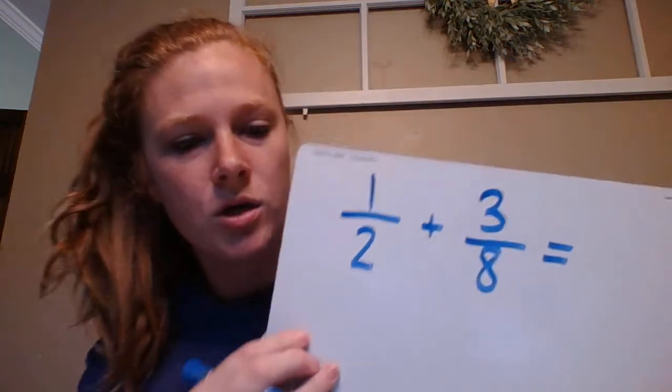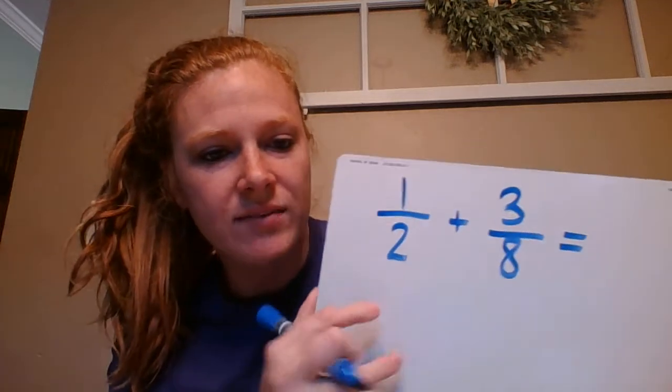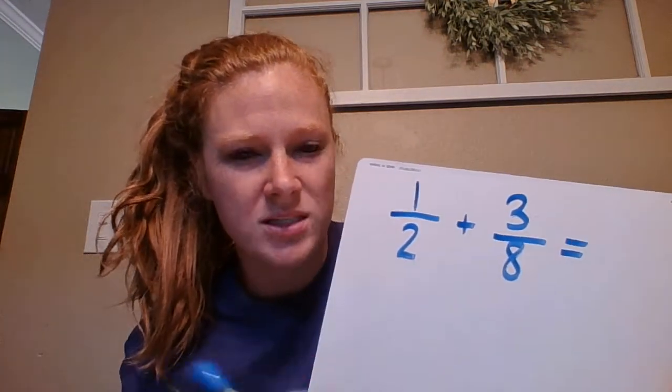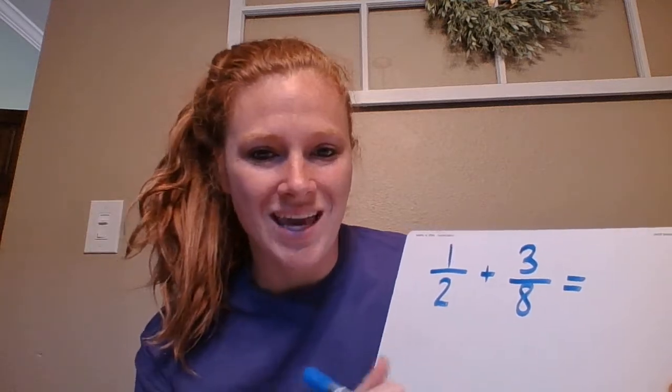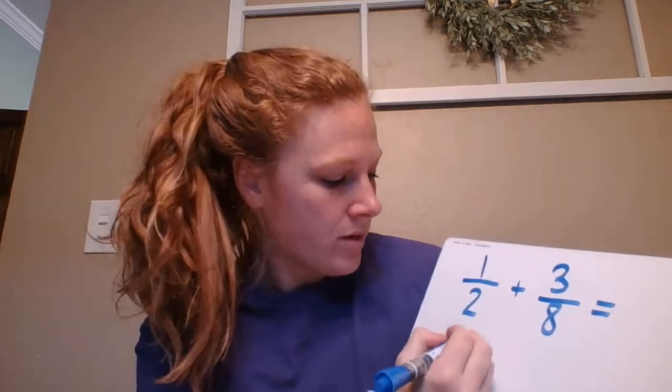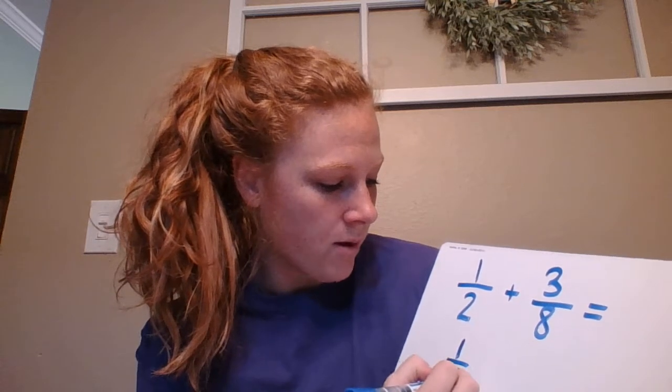All right, the next problem we're going to do is another addition problem, but this time the denominators are not going to be the same. So we're going to do 1/2 plus 3/8. So what I have to do is change one of these denominators to match the other. So one thing, I know that 2 can go into 8 because it's an even number. So what I'm going to do is take 1/2.